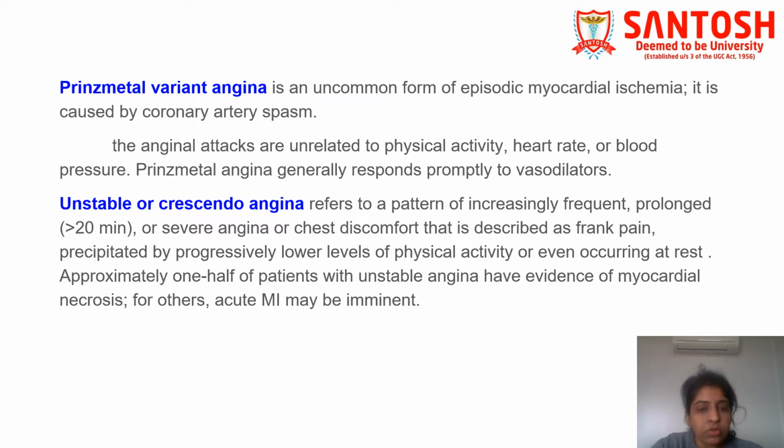The unstable or crescendo angina refers to a pattern of increasingly frequent, prolonged, that is more than 20 minutes, or severe angina or chest discomfort that is described as frank pain, precipitated by progressively lower levels of physical activity or even occurring at rest. Approximately one half of the patients with unstable angina have evidence of myocardial necrosis. For others, acute MI may be imminent.